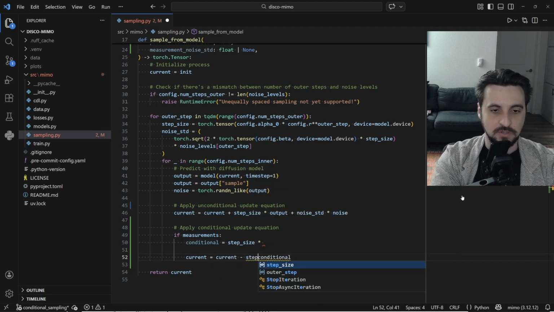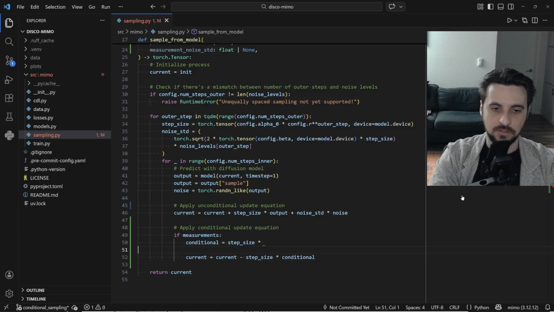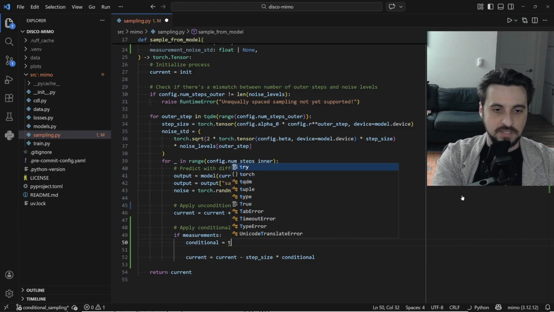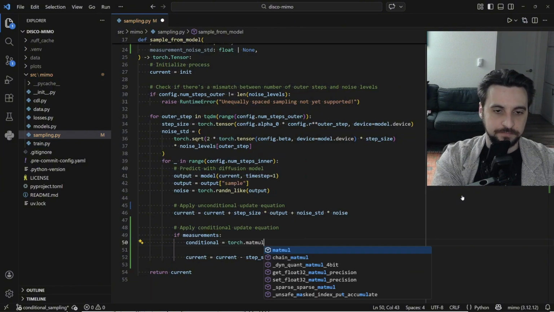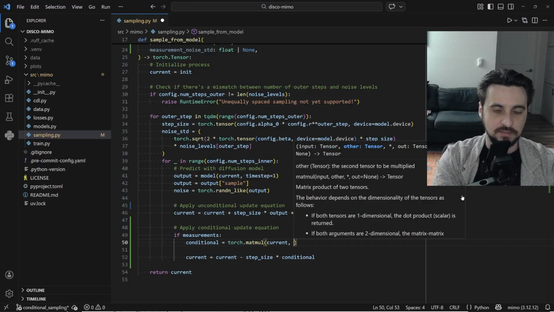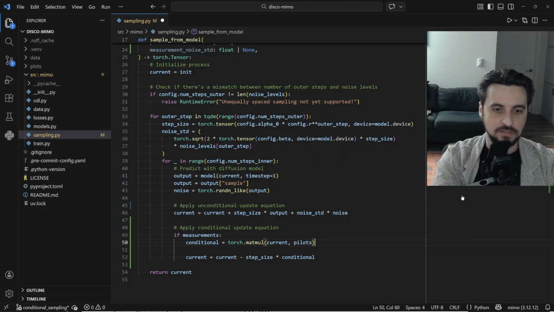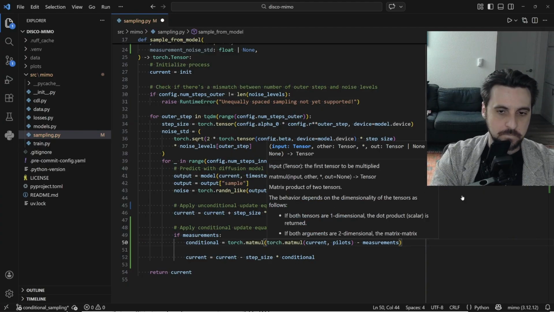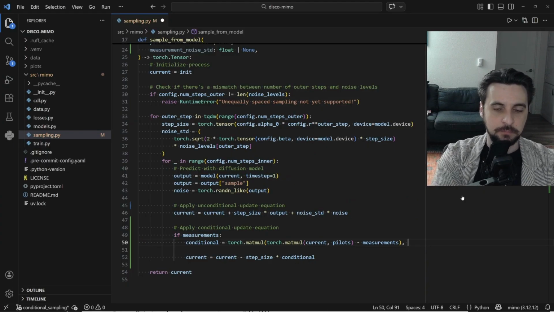Well, actually, let's do it this way. Step size times conditional. Let's compute the conditional term purely by itself. So what did we say it is? It's torch matmul. I take my current, I multiply with the pilots, I subtract the measurements, and I multiply the whole thing with the complex conjugate pilots.